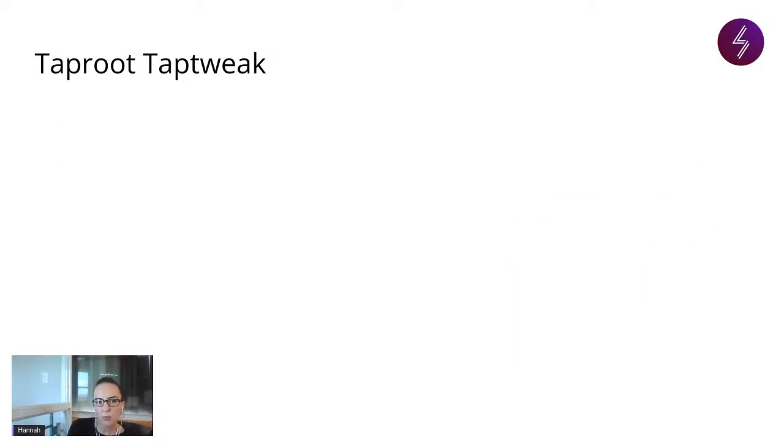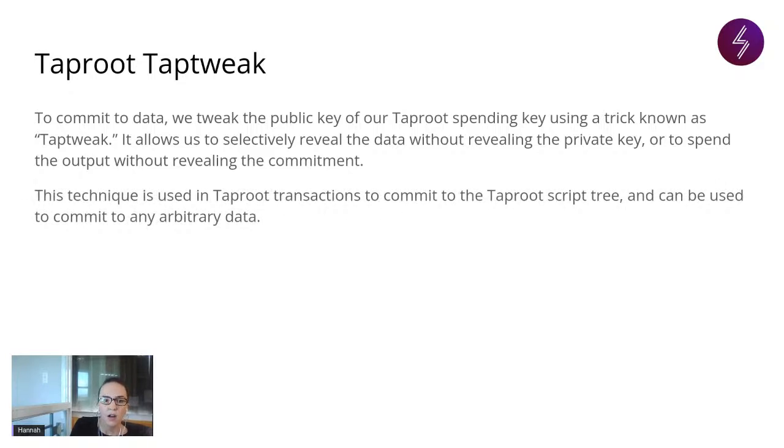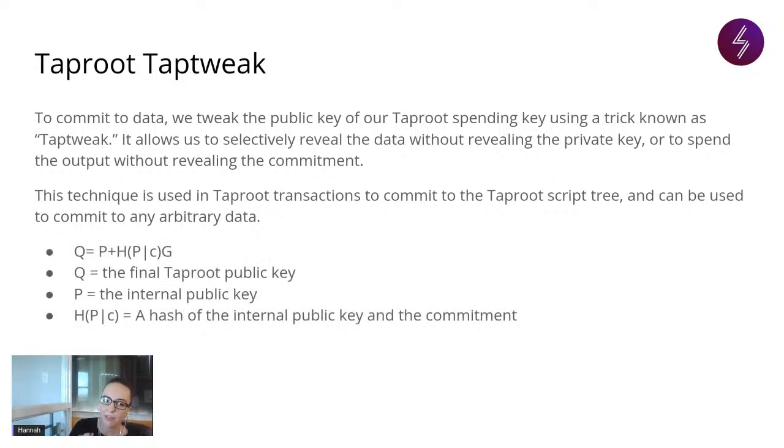And we'll talk briefly about how tap-tweak works. To commit to data, we tweak the public key of our Taproot spending key using a trick known as tap-tweak. It allows us to selectively reveal the data without revealing the private key, or spend the output without revealing the commitment. This technique is used in Taproot transactions to commit to the Taproot script tree and can be used to commit to any arbitrary data. So here is the math for the math nerds.